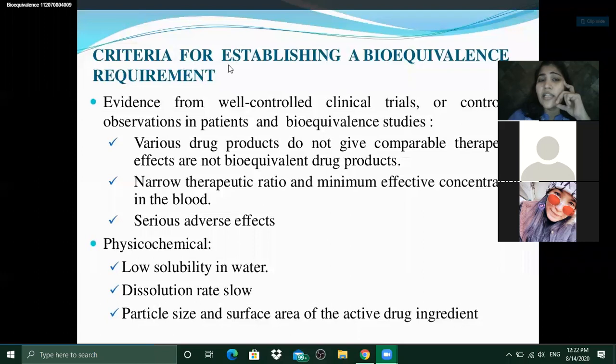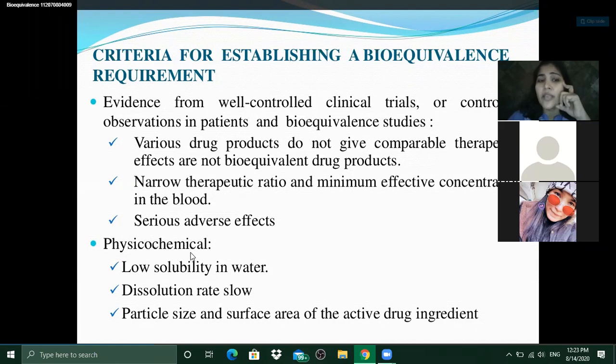Then the criteria for establishing a bioequivalence requirement is this: if you have data where the drugs do not give comparable therapeutic effects, where there is a narrow therapeutic ratio, where there are serious adverse events, at that time it is required for you to establish a bioequivalence requirement. You have to do a bioequivalence trial and try to see what factors you can eliminate from this.